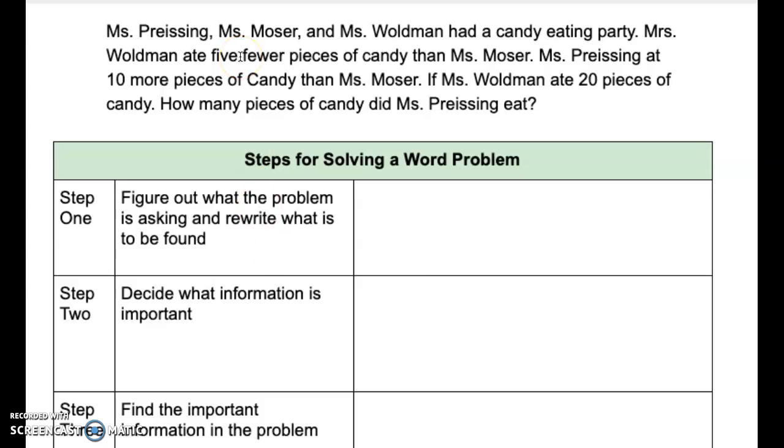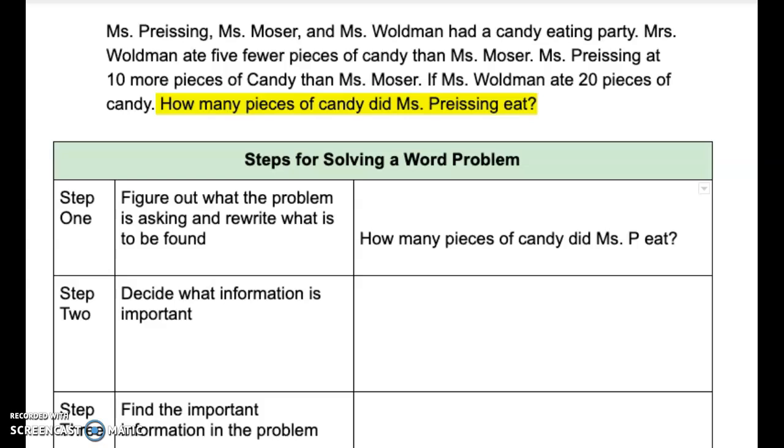So let's read this first question. Miss Pricing, Miss Moser, and Miss Woldman had a candy eating party. Mrs. Woldman ate 5 fewer pieces of candy than Miss Moser. Miss Pricing ate 10 more pieces of candy than Miss Moser. If Miss Woldman ate 20 pieces of candy, how many pieces of candy did Miss Pricing eat? Okay, pause the video, and I want you to do step 1 on your own.